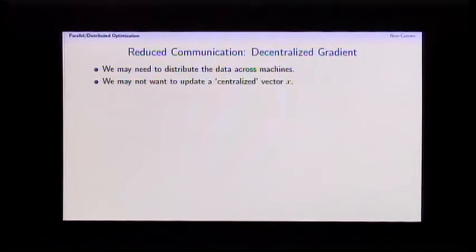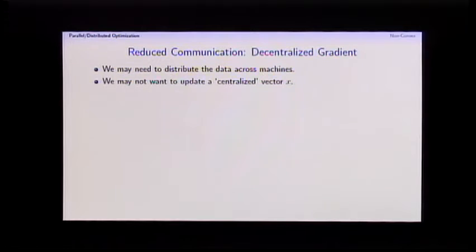Okay, another thing you can think of to do to reduce communication, and also when you have distributed data, which I thought was really neat, is called decentralized gradient. So here you actually have to distribute the data across machines, and we don't want to have a centralized vector x. So in the embarrassingly parallel solution, I imagine there was one supercomputer that's keeping track of the gold standard x, and he's sending that x to everybody, and then everybody sends the gradient to him.